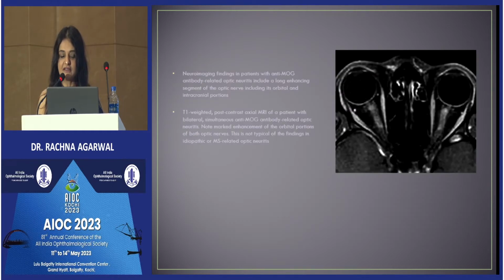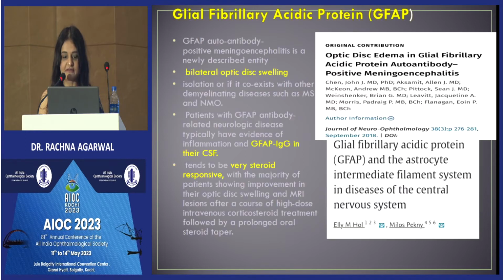Neuroimaging is typical with MOG antibodies, and now you can see the figure. It includes a long enhancing segment of the optic nerve, including its orbital and intracranial portion. In the T1-weighted image, we can see a patient with bilateral simultaneous anti-MOG antibody-related optic neuritis. Note the marked enhancement of the orbital portion of both optic nerves. This is not typical of the findings in idiopathic or MS-related optic neuritis.